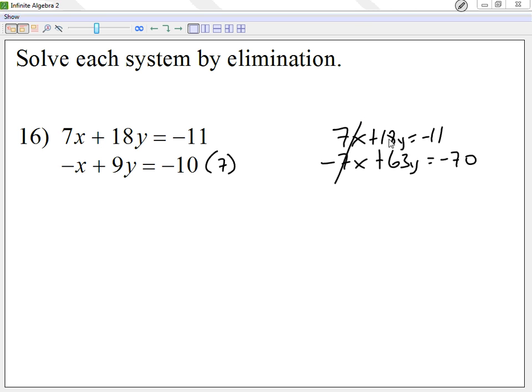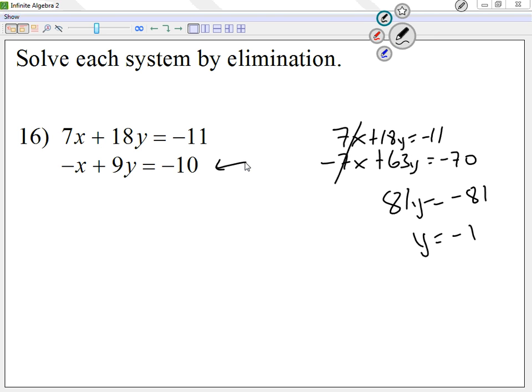On the y's, 18 plus 63, that's 81. Negative 11 and negative 70, that's negative 81. We can just agree that y equals negative 1. For x, use any equation that you want. Let's choose this second one before I multiply it by 7, just because the numbers are not that big. That's why I'm choosing that one.